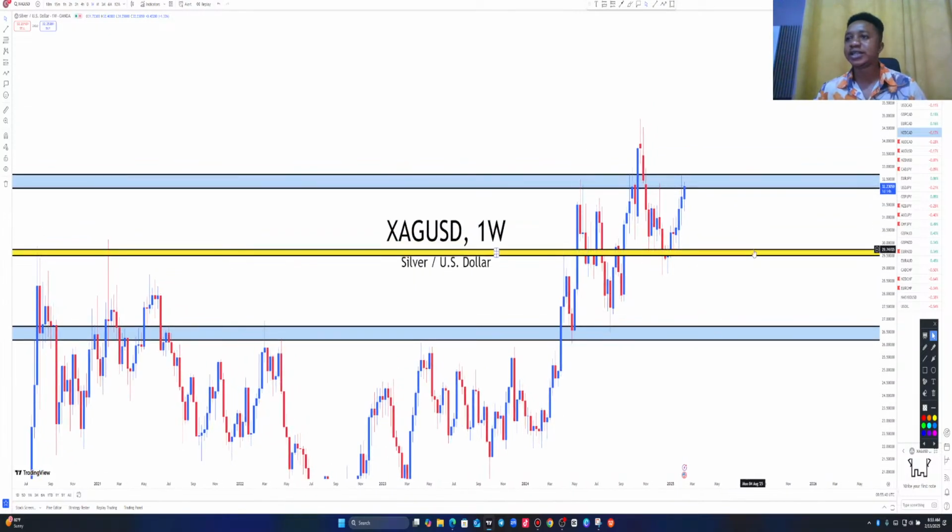Now, if you look at silver on the weekly time frame, price is also in an uptrend. We have the weekly mid-range zone over here. What happened on the weekly? Price broke above the weekly time frame, giving us what? A higher high over here. You've seen a higher low. Price is still moving to the upside.